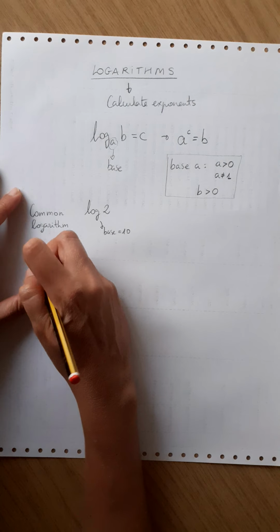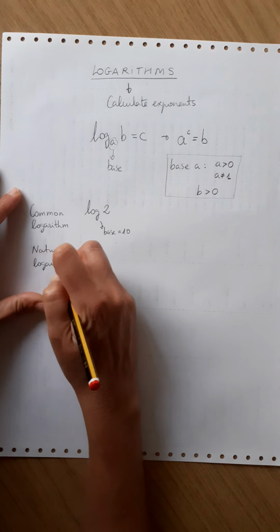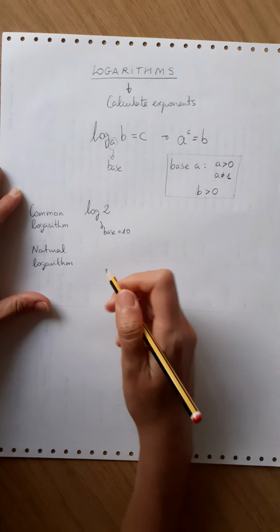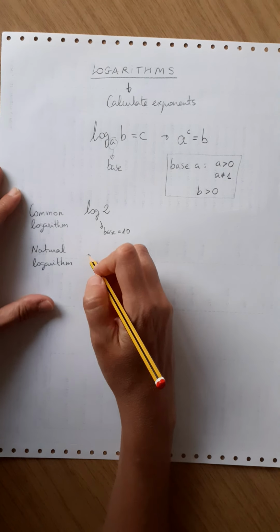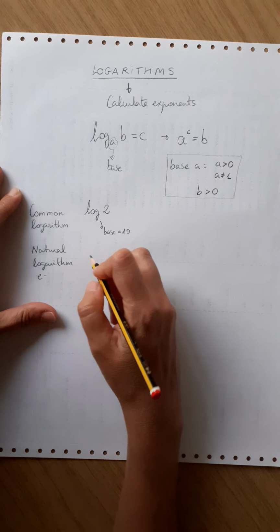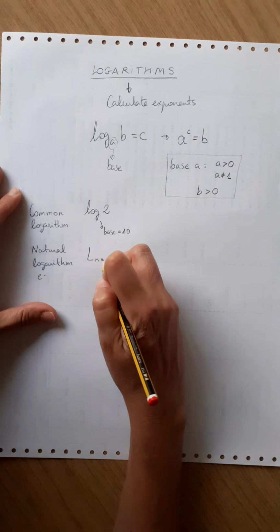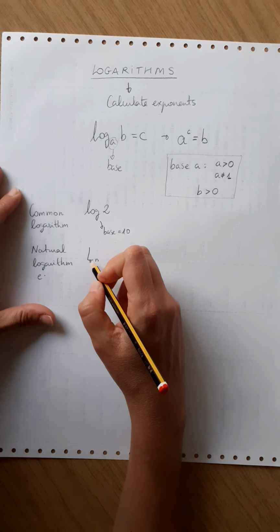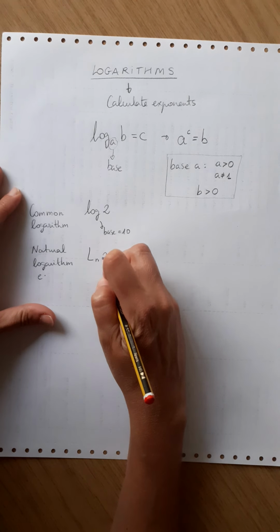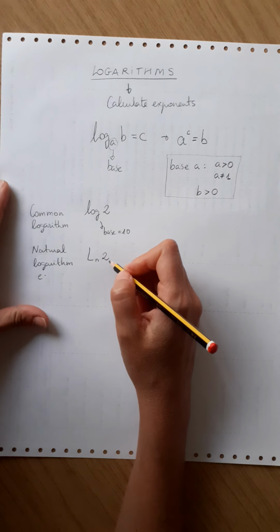Then we have the natural logarithm. In a natural logarithm, the base equals e, the irrational number e. We write it with a capital letter L and then an N. Natural logarithm of, for example, 2. You can solve this with your calculator easily as well.